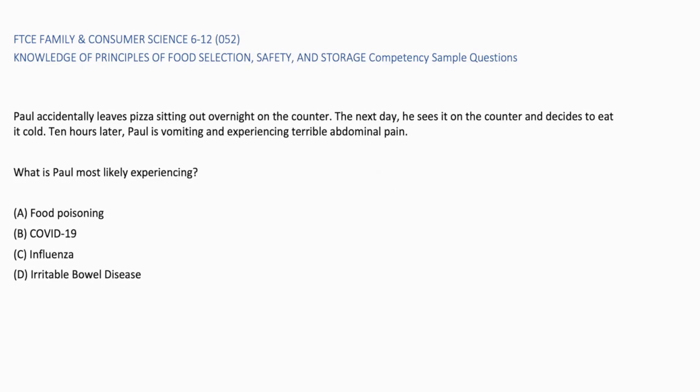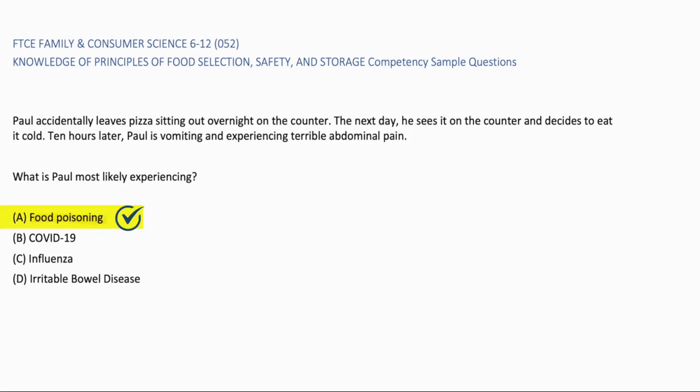Let's walk through the process of elimination. B is incorrect. This is a viral respiratory illness, not caused by eating contaminated food. C is incorrect. The flu is also a respiratory virus with symptoms like fever and body aches, not stomach pain after eating spoiled food. D is incorrect. This is a chronic condition, not something that develops suddenly after one meal. The correct answer is A. Food poisoning occurs when you eat food that has been contaminated with microbes. Common symptoms include vomiting, abdominal pain, and diarrhea.